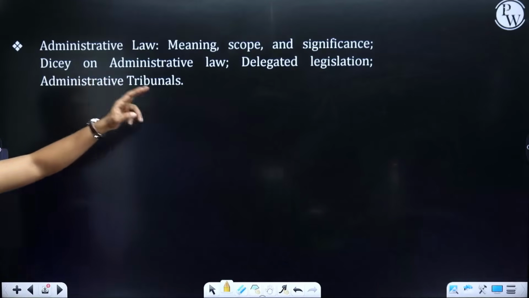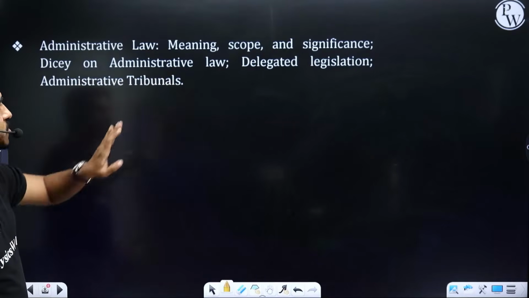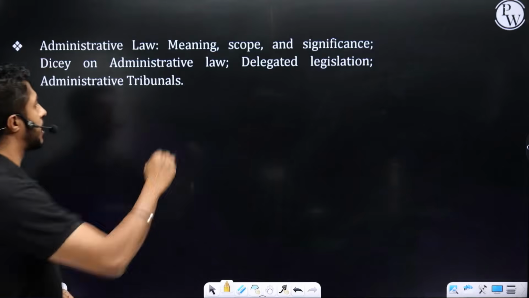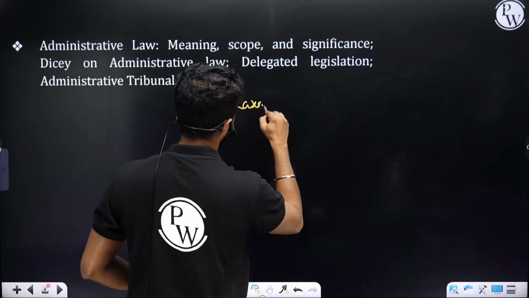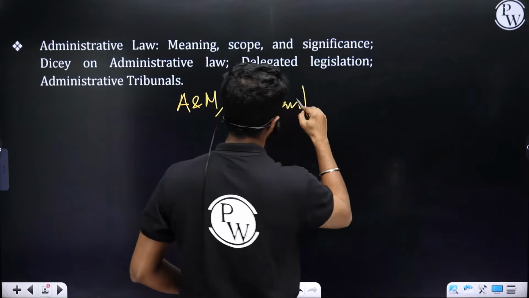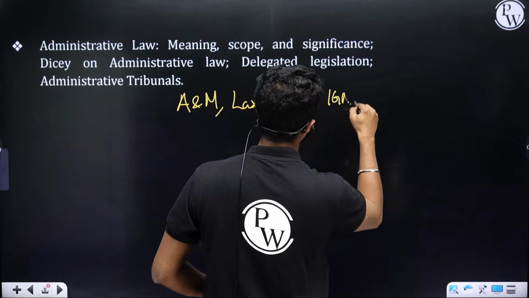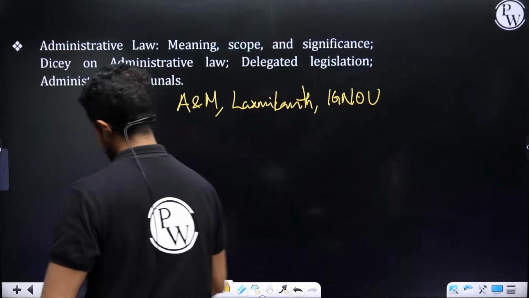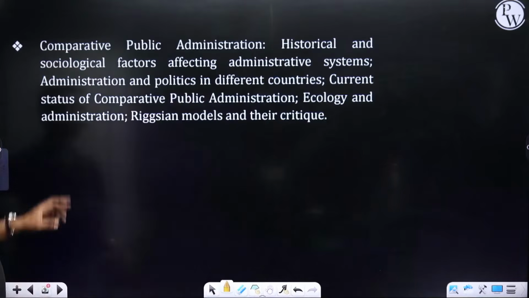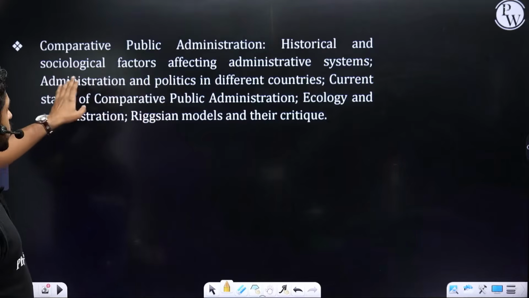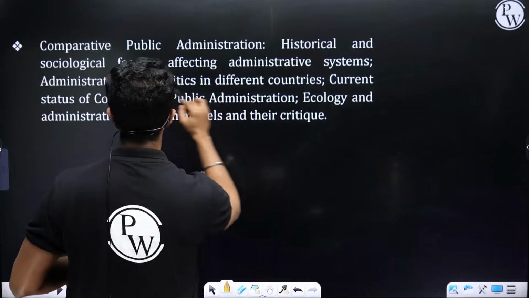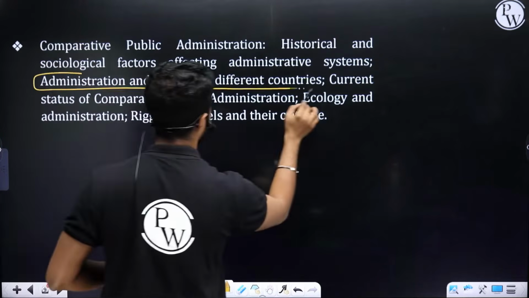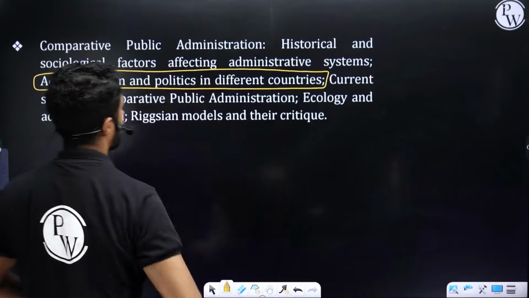Administrative law: meaning, scope, and significance, Dicey on administrative law, delegated legislation, administrative tribunals. Again, Avasthi Maheshwari, Lakshmikant, and you may even refer to IGNOU for this. Comparative public administration: historical and sociological factors, administrative systems, administration and politics in different countries. This you may refer to from paper 2.